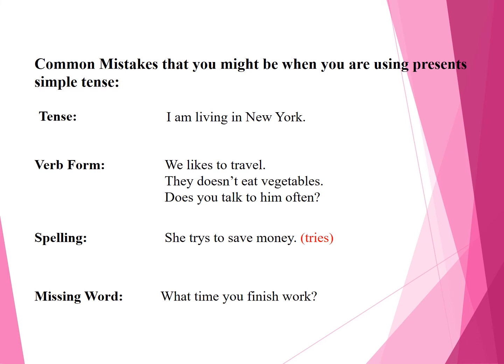About 2 other examples, when we say they doesn't eat vegetables and does you talk to him often? In these 2 sentences, which part do you think is wrong? Nice job! It is wrong to use doesn't or does when we are not using she, he, or it. And the correct form of sentences is they don't eat vegetables. And do you talk to him often? They are the correct form.